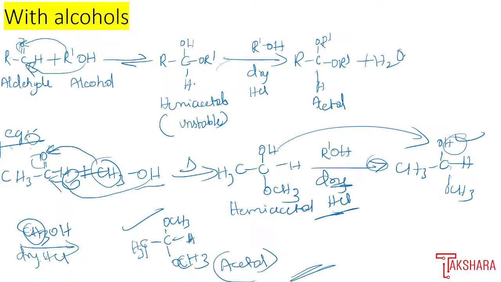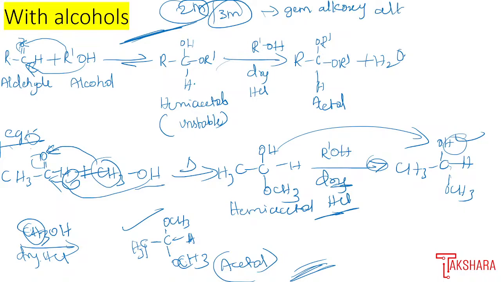So like this, we should prepare hemiacetal and acetal. This reaction is also very important for the exam. They'll ask it for 2 marks or 3 marks. What are hemiacetal and acetal? Acetals are alkoxyalkanes, in which 2 alkoxy groups are present on a terminal carbon chain.